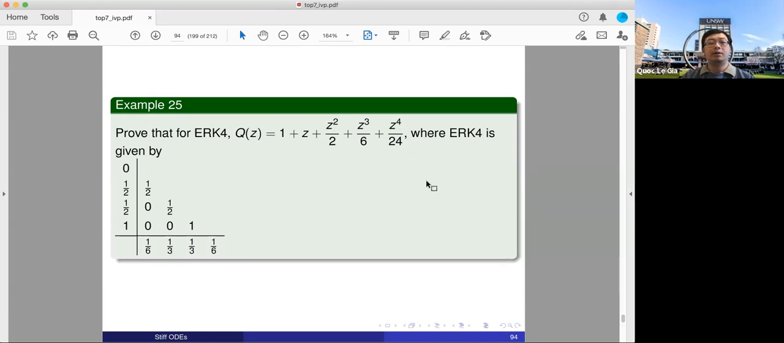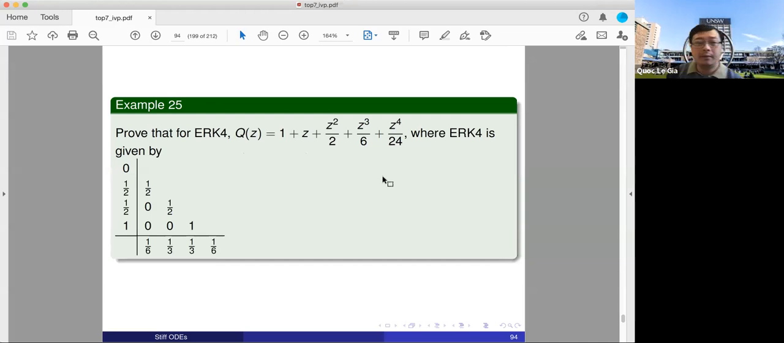Now what happens if I have a more complicated method like the explicit Runge-Kutta method? Then what is the region? Well, before the region, what is q(z)? The claim is that q(z) is 1 plus z plus z squared over 2 plus z cubed over 6 plus z to the fourth over 24. So how do we get this q?